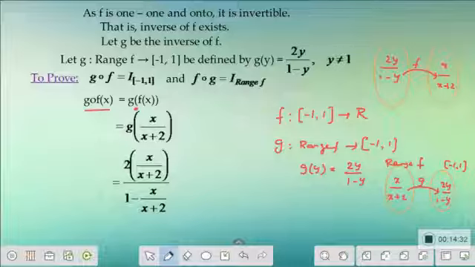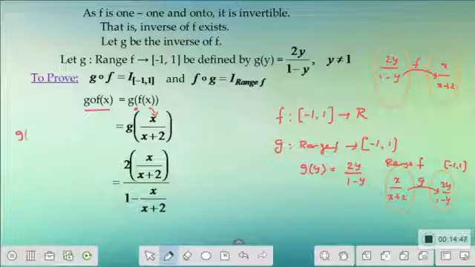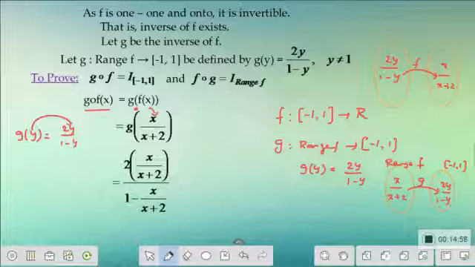Now f of x is nothing but x by x plus 2, that is g of x by x plus 2. Now if I have g of y, it takes the form 2y by 1 minus y. You can see the input y is multiplied by 2 in the numerator, and the denominator is 1 minus y, that is negative of y and 1 is added to it. So this is your definition for g of y.